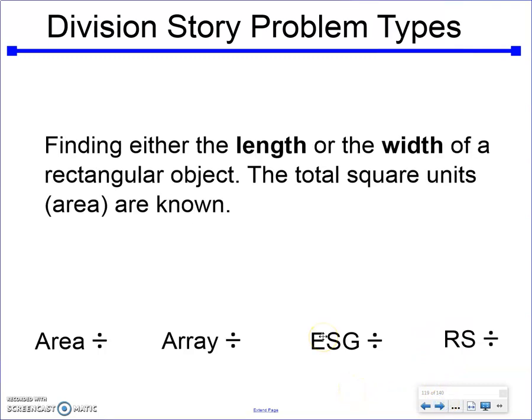What kind of story problem is this? You're finding either the length or the width of a rectangular object. The total square units or total area are known. This one's pretty easy, isn't it, third grade? What kind of story problem is this? Clearly, this would be an area division story problem. If you know the total area of a rectangular object and you're finding either the length or the width, of course, that's an area division story problem.